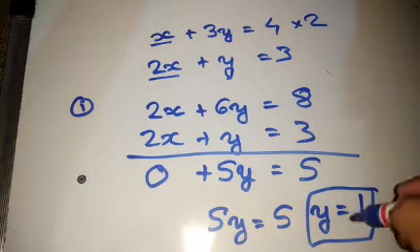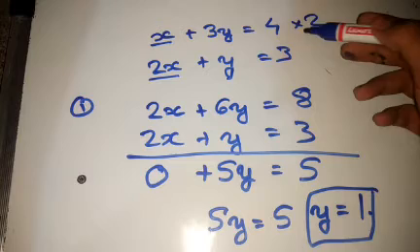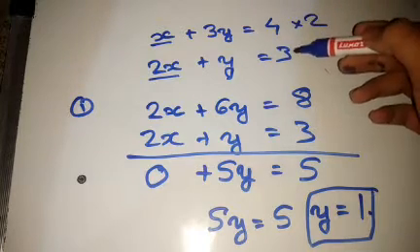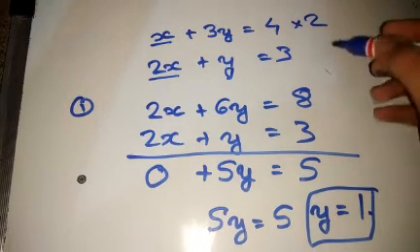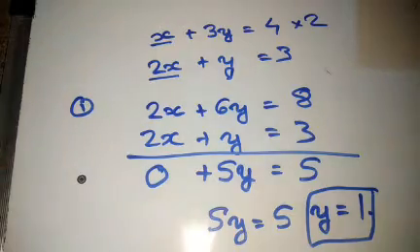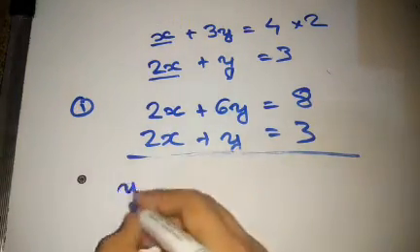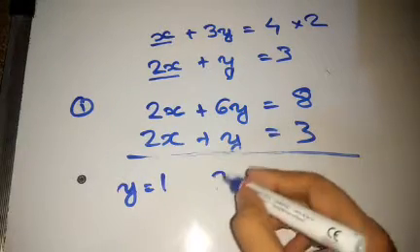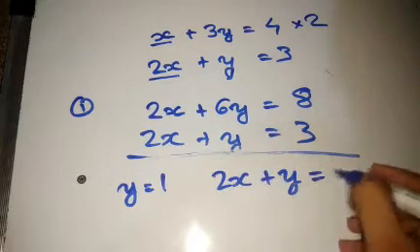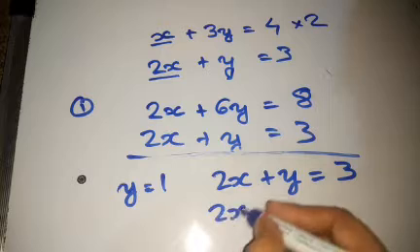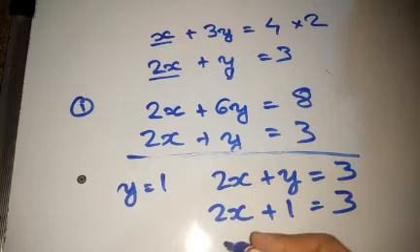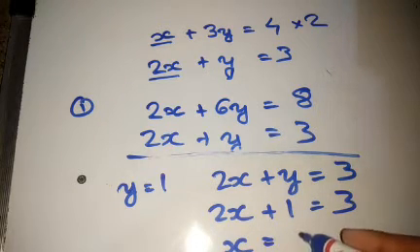And now we will put this y in any of these equations. You can put it in the first, you can put it in the second. Let us take the second. Suppose I need some space here, so I'm doing it. We got y equal to 1. Just remember it. Then 2x plus y equal to 3, y is 1. Then 2x plus 1 equal to 3. x will be also 1.